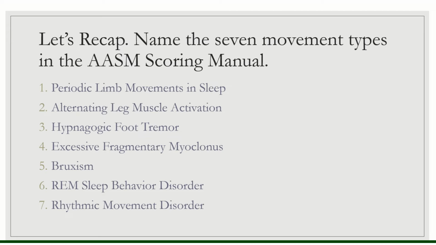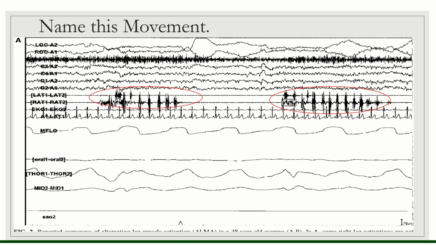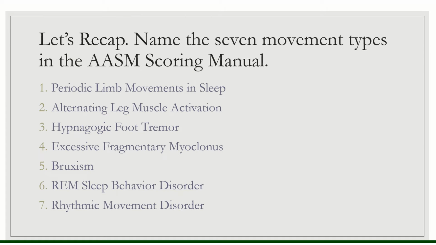I forgot that this slide was coming up next, so we're just going to move on. All right, let me go back. Keep in mind all 7 of these: PLMS, ALMA, HFT, EFM, bruxism, RBD, RMD. Get a visual picture of that, because I'm going to show you a picture, and I want you to guess which one of these listed is in the picture.